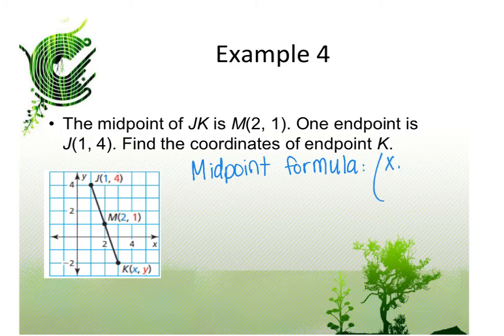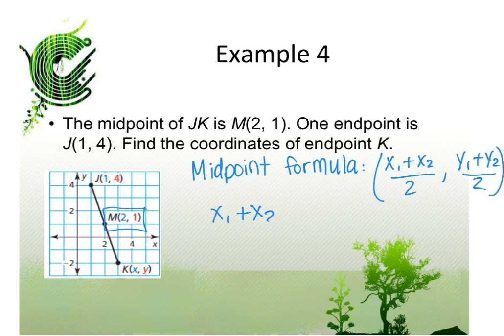So (x1 + x2)/2 and (y1 + y2)/2. Now, we already know the midpoint. It's (2, 1), right? So what we have to do is take (x1 + x2)/2 and set it equal to the x coordinate for the midpoint, which is 2. Okay? That's this one right here.